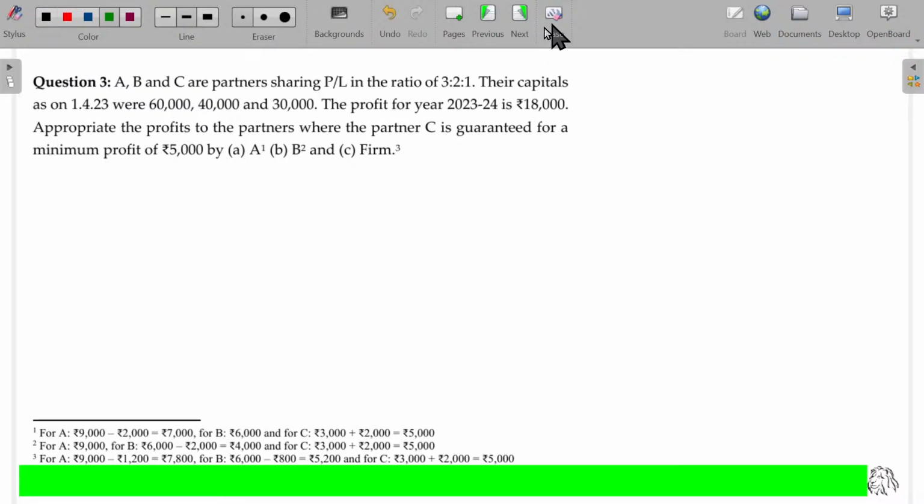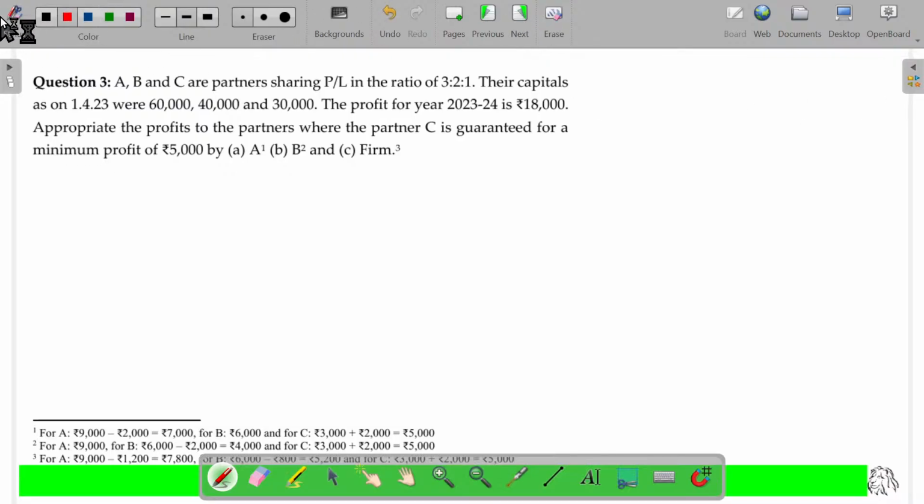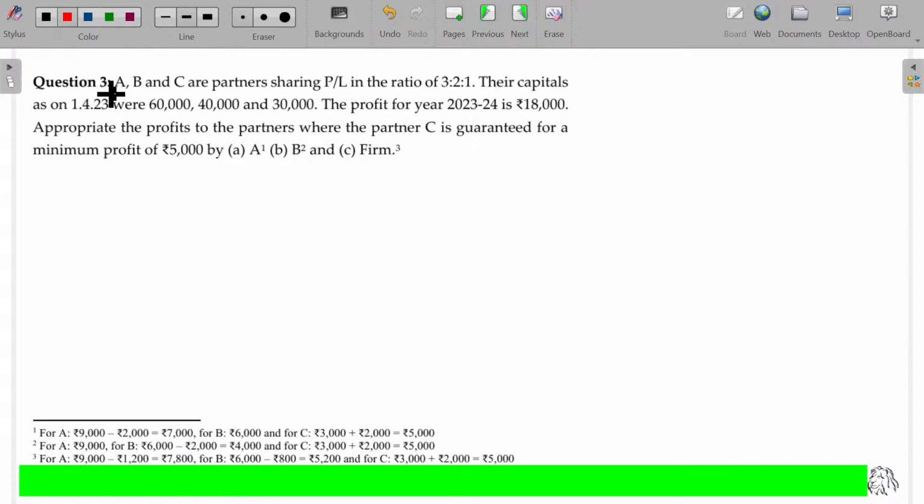Question number 3. A, B, and C are partners sharing profits and losses in the ratio of 3:2:1. Their capitals on 1/4/23 were 60, 40, 30. The profit for the year being 18,000 rupees. Appropriate the profits to the partners where the partner C is guaranteed a minimum profit of 5,000 either by A or B or by the firm.